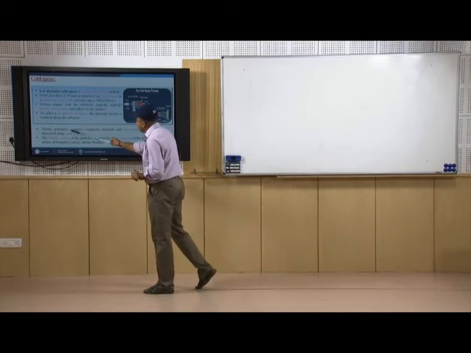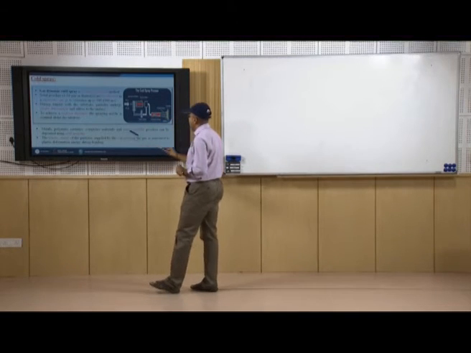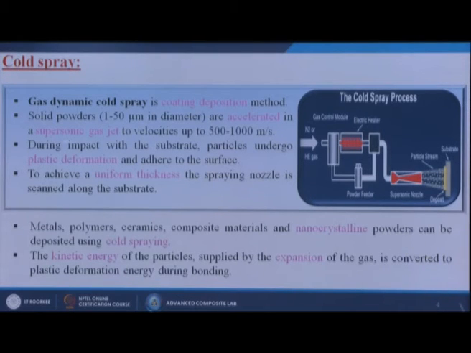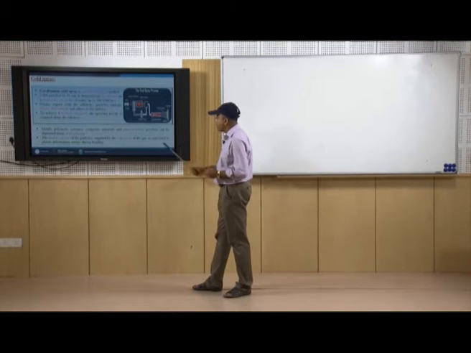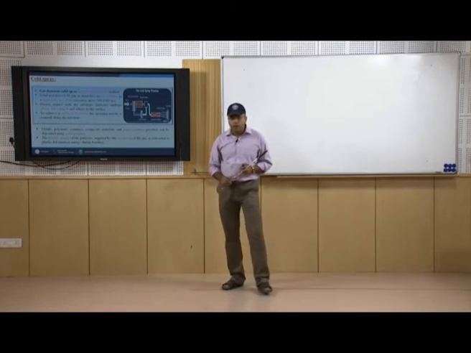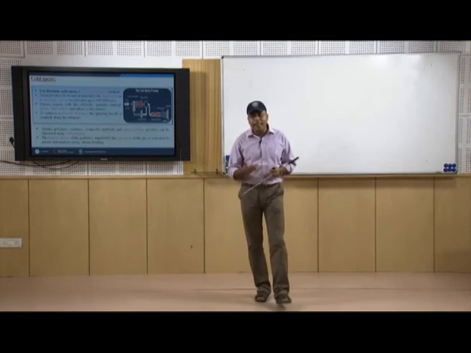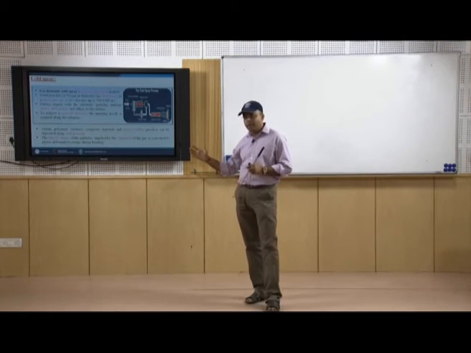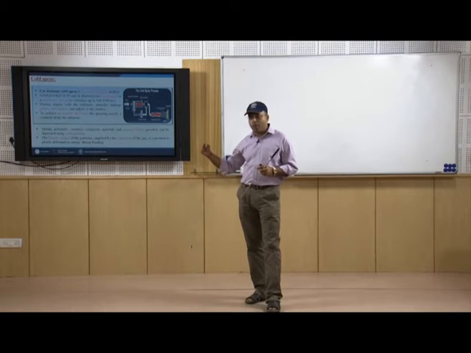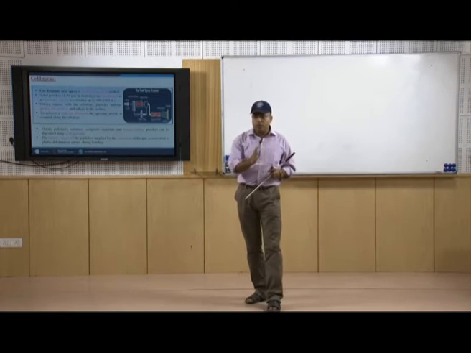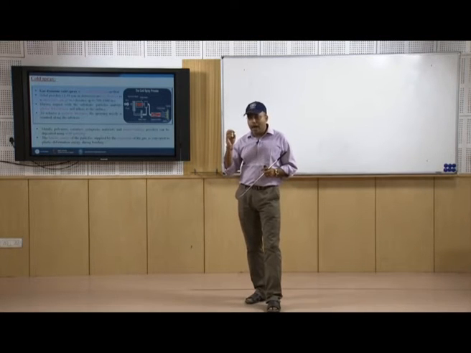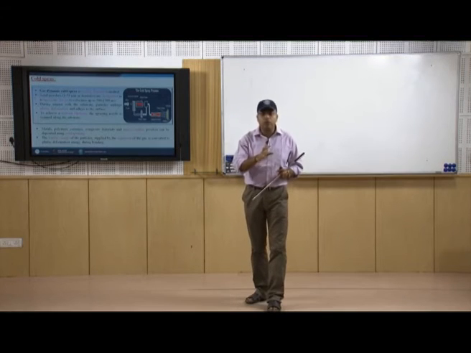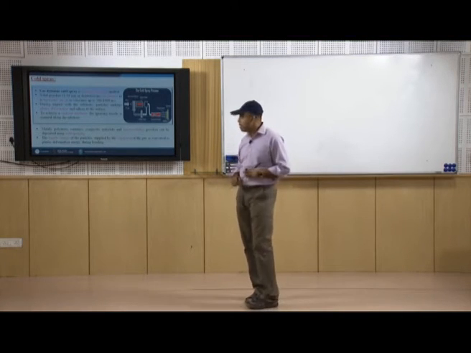So here generally metal, powder, ceramics, composite materials and non-crystalline powders can be deposited using the cold spraying process, and the kinetic energy of the particles supplied by the expansion of the gas is converted to plastic deformation energy during bonding. So here we are using some kind of carrier gases, those who are taking the nano powders from the nozzle to the substrate. So it is carrying those powders, so that the powder at a high velocity can hit your substrate materials and stick on the surface itself.